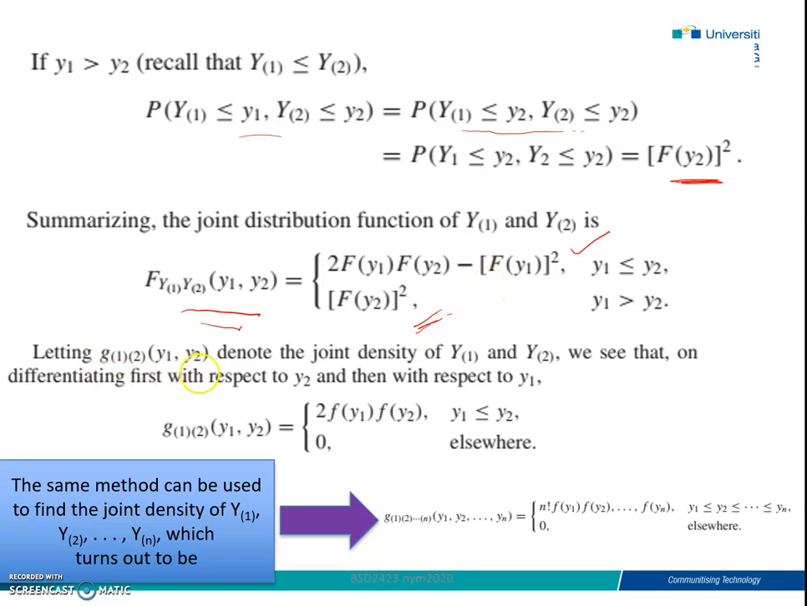In order to get the joint density function of y1 ordered and y2 ordered, you differentiate the first one with respect to y2, and then with respect to y1. So you get 2 fy1 fy2. The other one you differentiate, you get 0. The same method can be used to find the joint density function of y1, y2, until yn, which turns out to be this one. Finally you get the density function for y1 ordered until yn ordered.